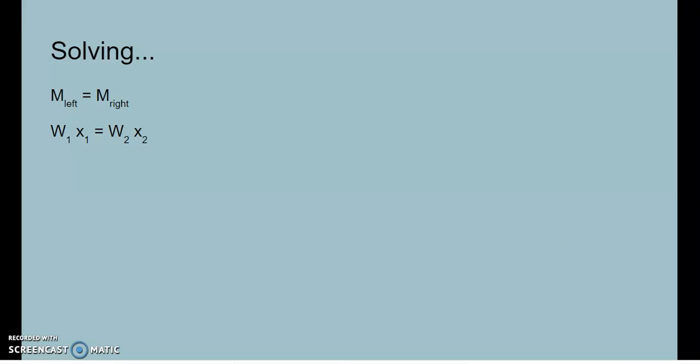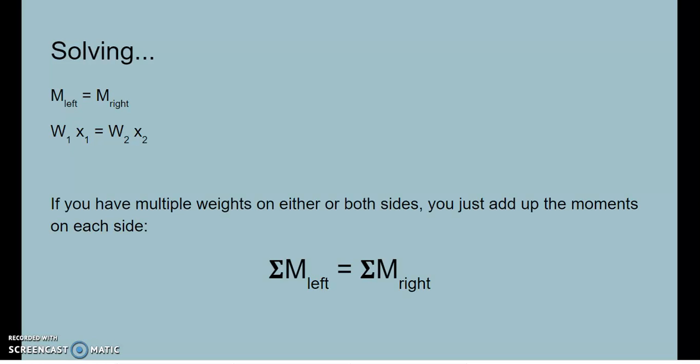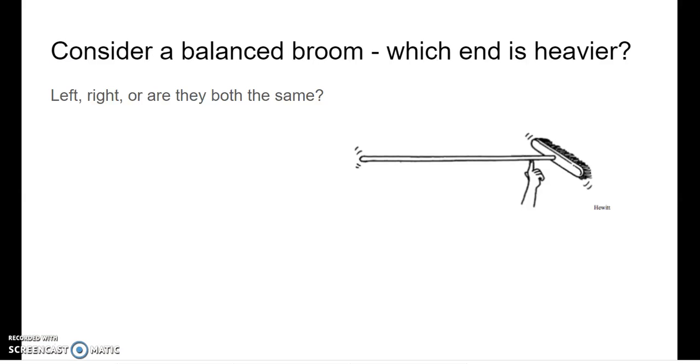That's the condition required for rotational equilibrium. And if you happen to have more than one weight, you just continue to add those on the appropriate sides. In fact, you could have multiple weights on either side, and you take the sum of the moments or the torques on the left and the sum of the moments or the torques on the right, and they have to be equal to each other.